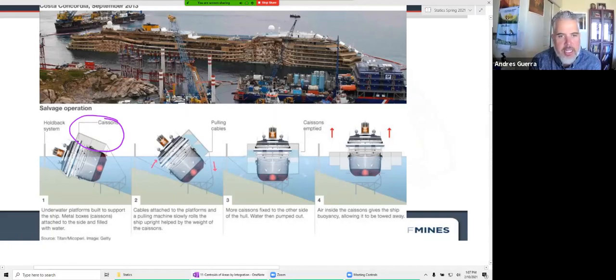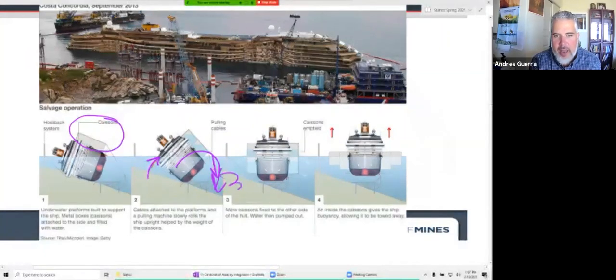And then the other thing that they did is they basically created a moment, this tendency to rotate. They had a force going here, and then they had pulling cables down here like this. And they were worried about this thing just continuing on and rolling down into the bottom of the ocean. And so then they put the caissons on there, and they emptied those caissons.